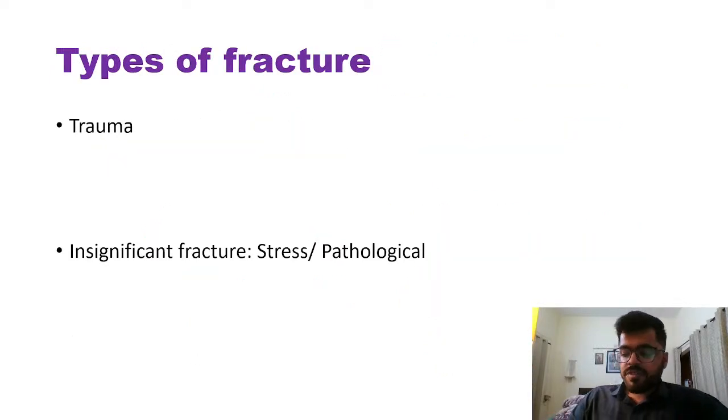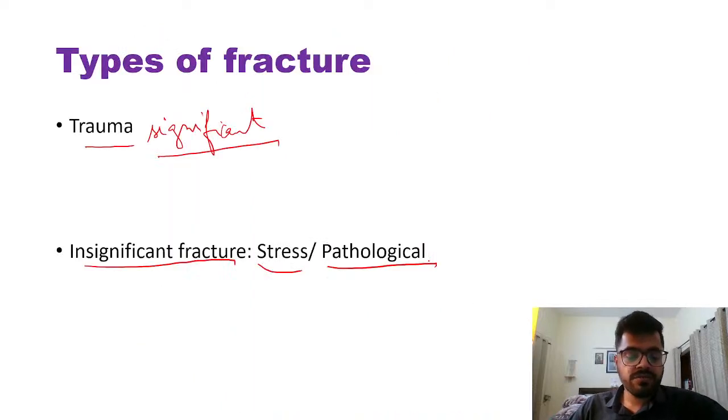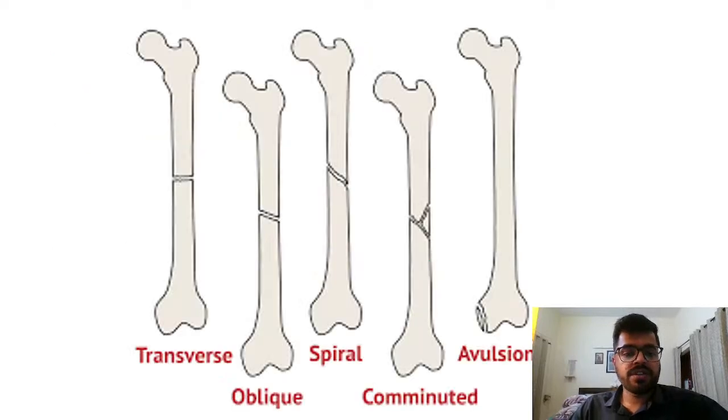So the types of fractures, first is trauma, that is due to significant trauma the fracture occurred. Another is insignificant trauma. In this there are stress fractures and pathological fractures. So we'll discuss the types of fractures first due to significant trauma. So these are the various types of fractures according to the fracture pattern.